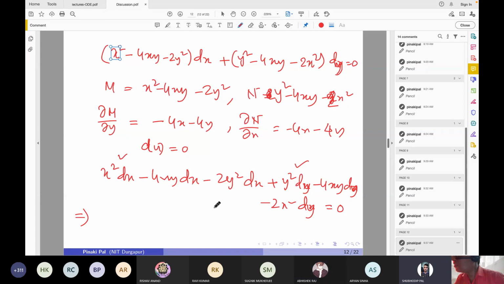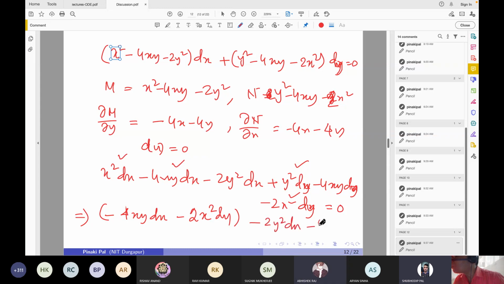Then what we can do? Minus 4xy dx can be clubbed with minus 2x square dy, and minus 2y square dx can be arranged with minus 4xy dy. These are taken care of. x square dx is already integrable, y square dy is integrable, and this is equal to 0.